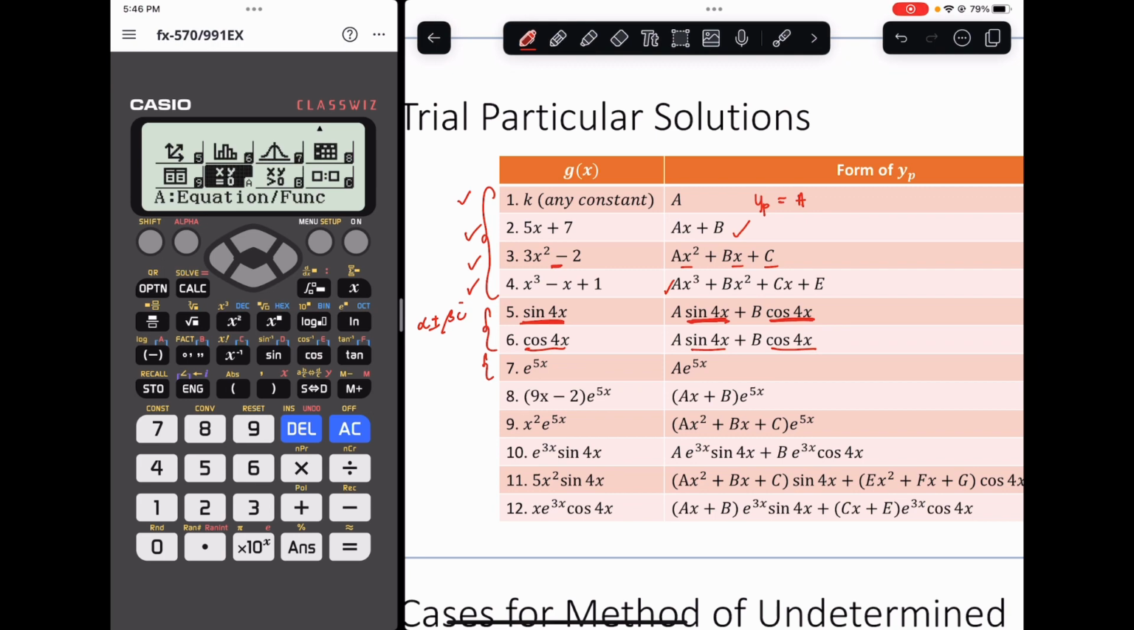In this case, we follow the rules from 1 to 7, and then we just multiply wherever it is multiplied. The highest exponent here is 1, for x. Therefore we have ax plus b, multiplied with e raised to 5x. The highest is 1, so we have ax there as well.